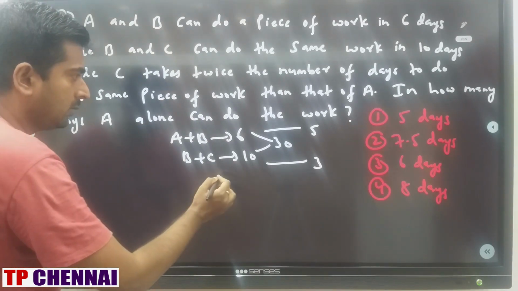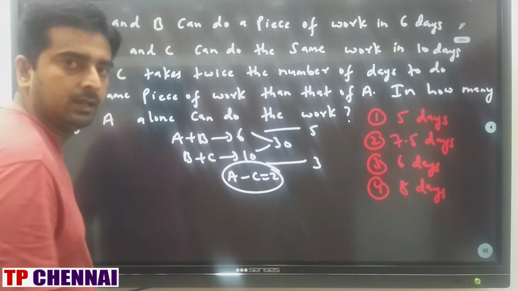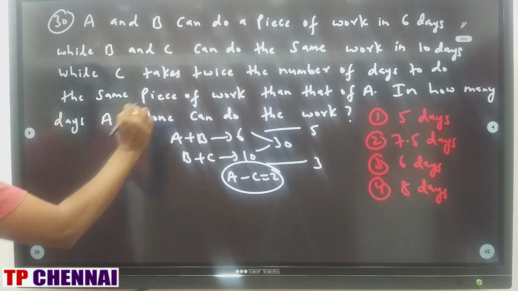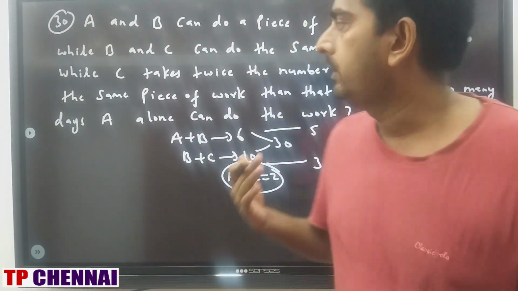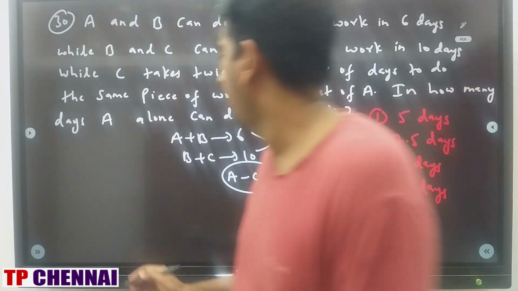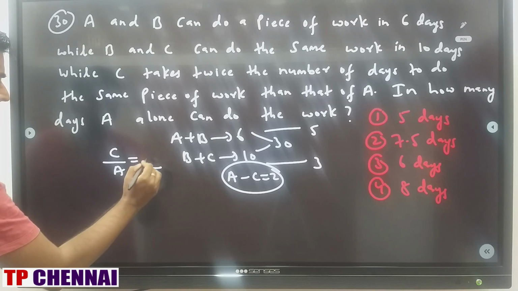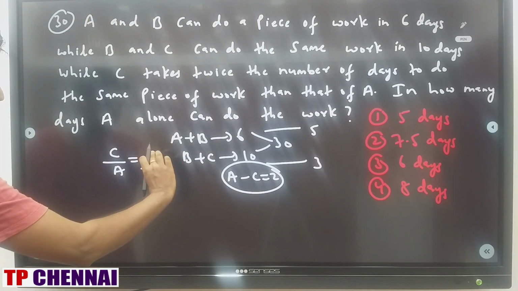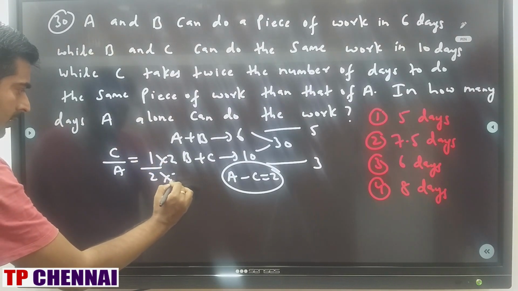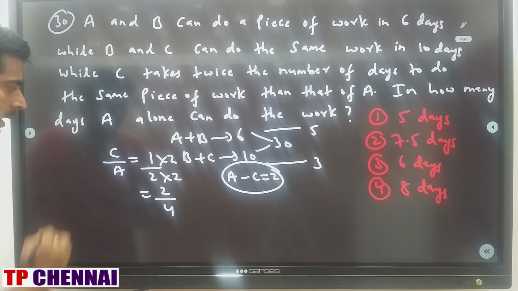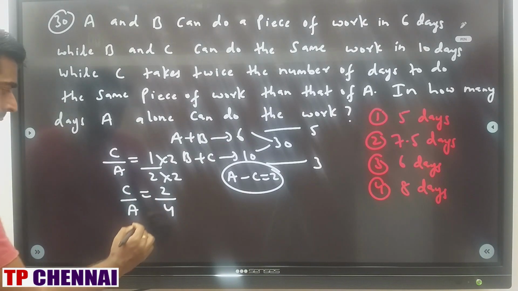When you subtract here, so A minus C will be how much? 2. Efficiency difference of A minus C is 2. Then they are saying that C takes twice the number of days to do the same piece of work than that of A. When number of days of C is twice, efficiency will be half. So C by A, efficiency will be how much? If A is 2, C will be 1. A minus C difference is 1, A minus C difference is 2. So multiply this one by 2, this one by 2, this is 2 by 4. Now difference is 2. So A efficiency is 4.